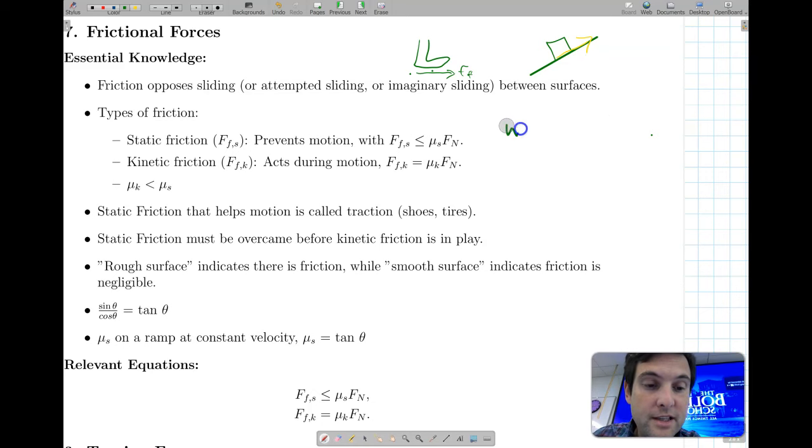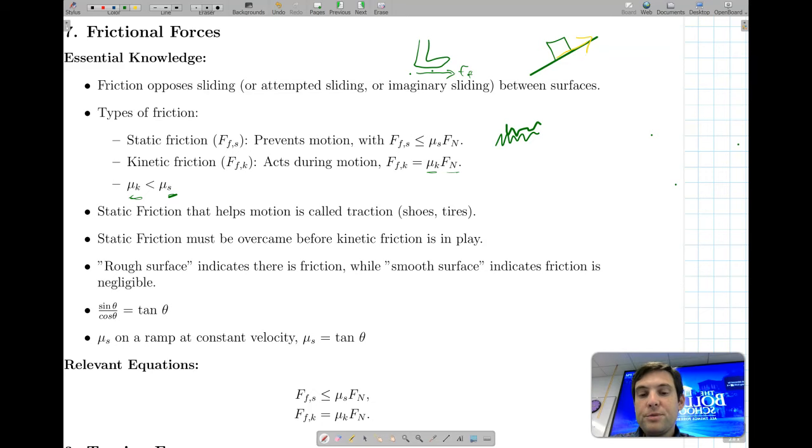Remember what friction is? It's these tiny little ridges between two surfaces. The coefficient of friction only depends on what the two surfaces are made of, not how big they are or what they look like. So these tiny ridges have to become unlocked, and it takes a lot of force to unlock those interconnected ridges. But once they're unlocked, we can slide relative to each surface, so we deal with kinetic friction. Kinetic friction acts during motion, and that is just mu k times Fn. Mu k will always be less than mu s.